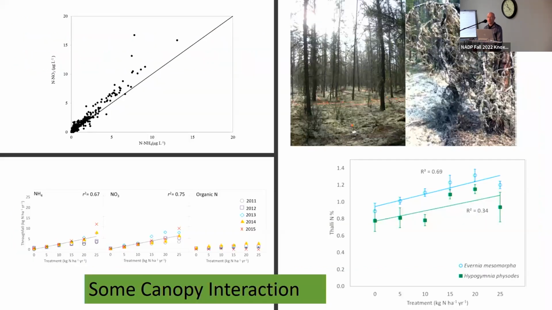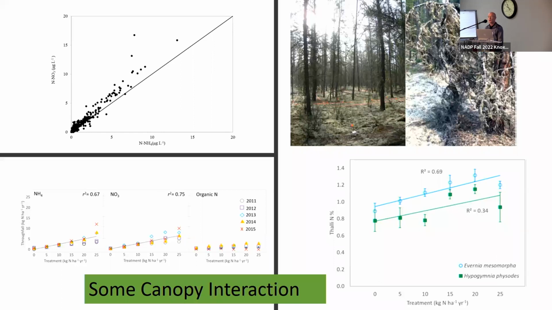I'm not going to talk about this, but we were applying it above the canopy. We did get some canopy interaction, more so for ammonium as opposed to nitrate. So we did get some of the applied nitrogen retained. The deposition rate is above the canopy. Not all of that nitrogen gets to the forest floor. That's an important thing when we're doing critical loads, because we're measuring above canopy, not necessarily what's reaching the forest floor.